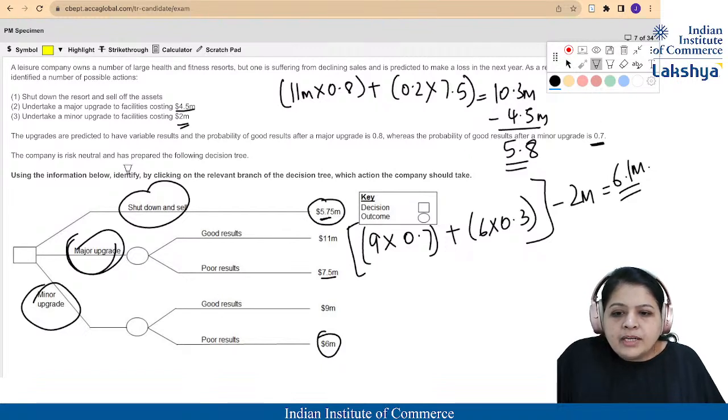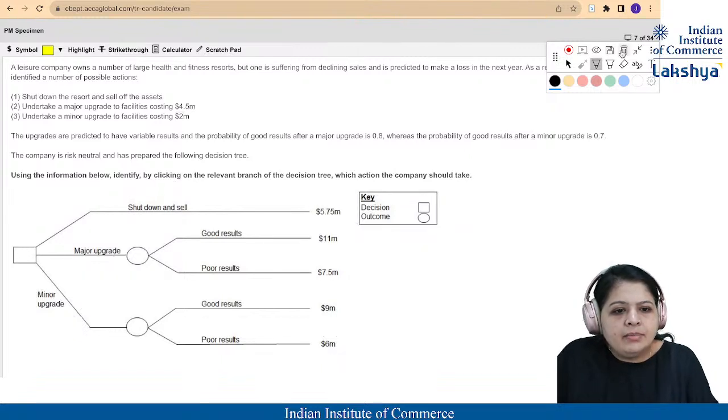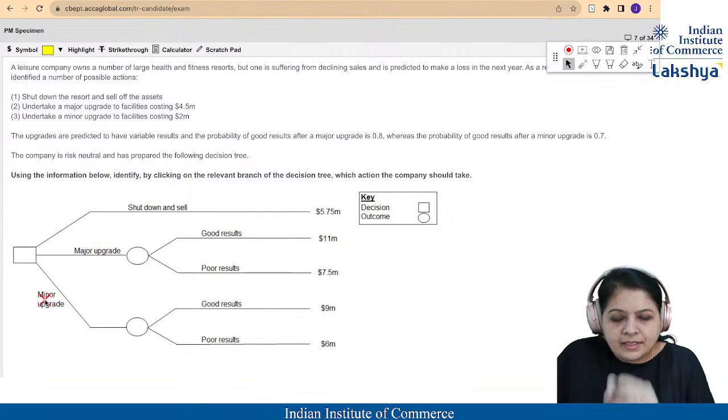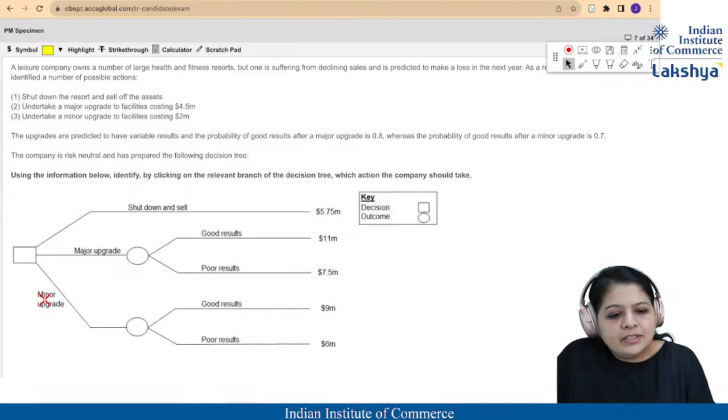Using the information, identify by clicking the relevant branch on the decision tree which action the company should take. So definitely the company should go for the minor upgrades and take the maximum benefit, right? So we will go with the minor upgrades, right? It gives a cross everywhere. Yeah, so we're going to stick with the minor upgrades. Let's go to the next question.